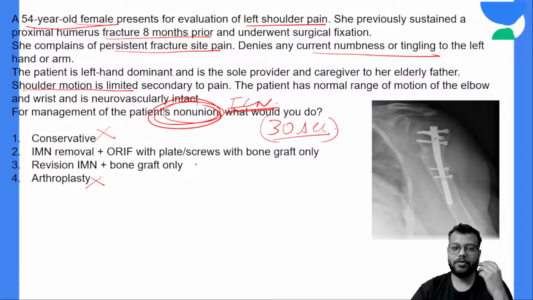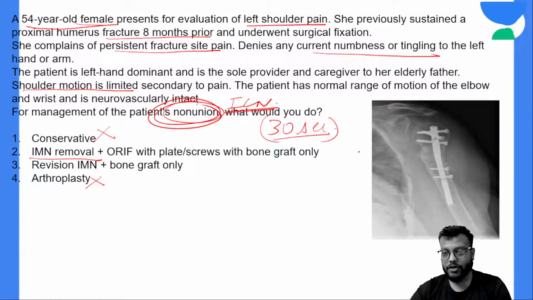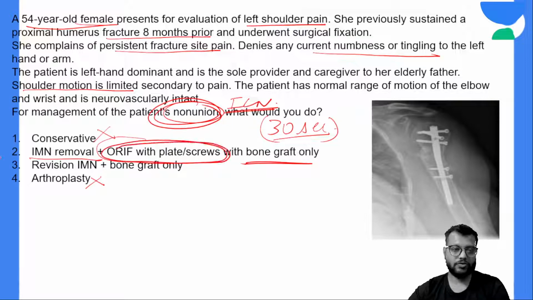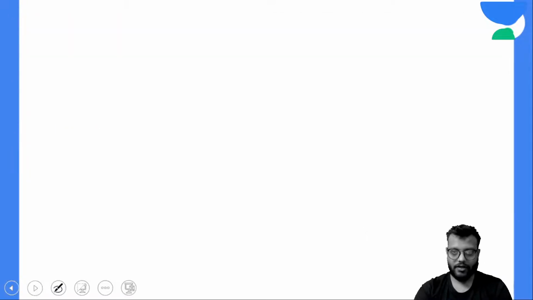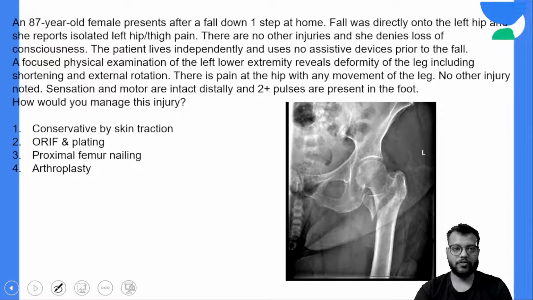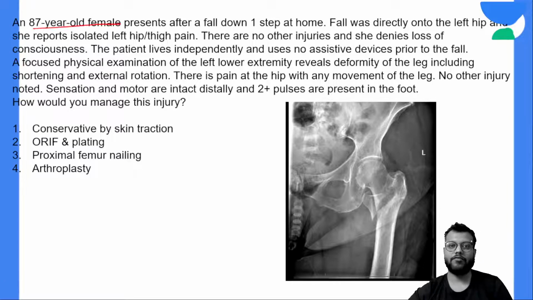Now either you can do the revision IMN and bone grafting, but no, you will remove the nail, you will put the bone graft and fix it with the plating. Okay, that is open reduction internal fixation with plate and screw. So the answer will be second, that is nail removal with ORIF plating and bone grafting. Okay, very important.